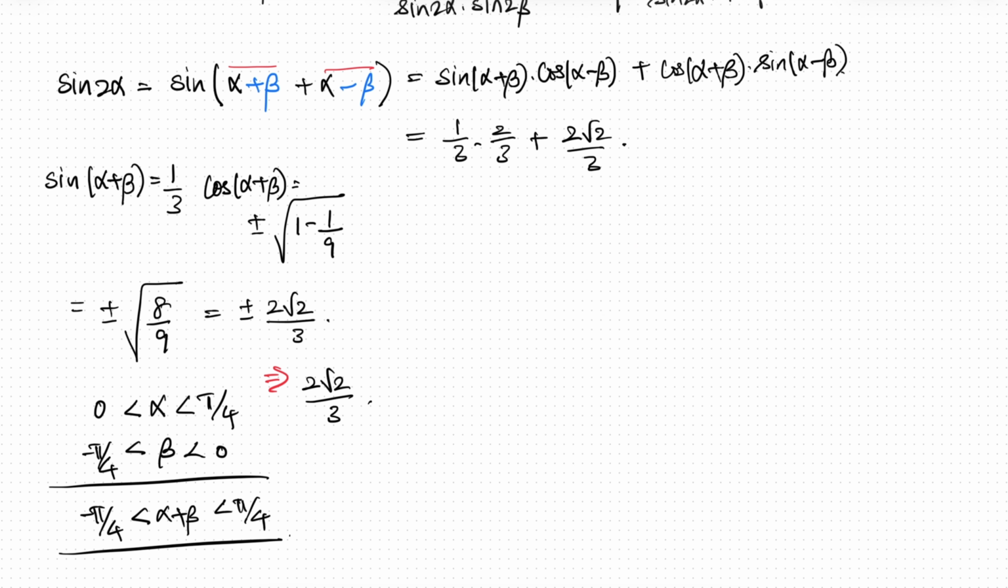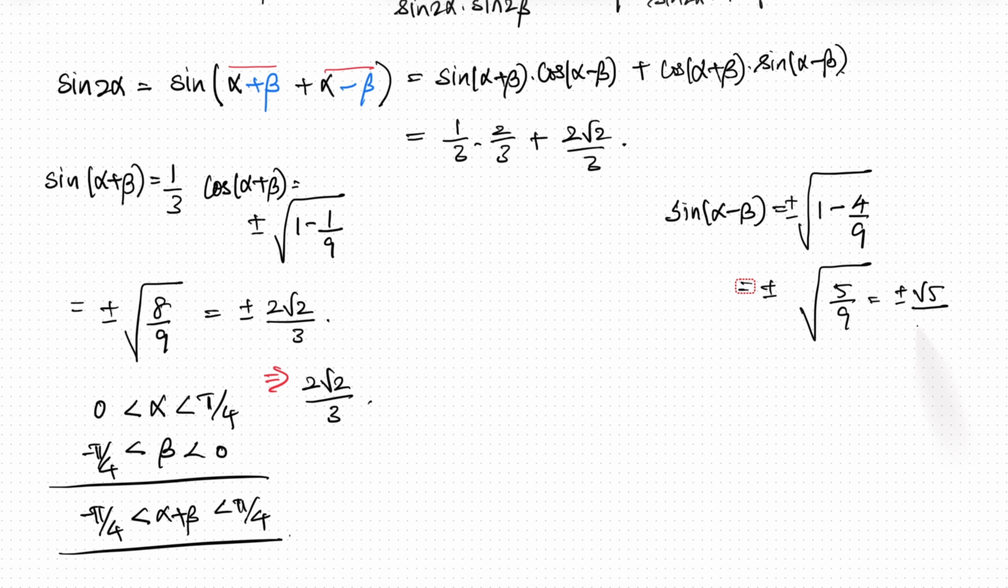And the same thing I will have to do for sine of alpha plus beta as well. So sine of alpha plus beta can be written as plus or minus root over 1 minus cos of alpha plus beta the square, which is 4 by 9. So plus or minus root of 9 minus 4, which is 5 by 9. So I will be getting root 5 by root 9, which is plus or minus root 5 by 3.